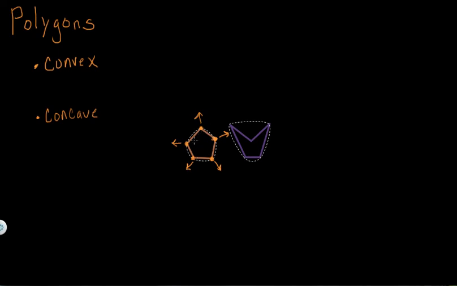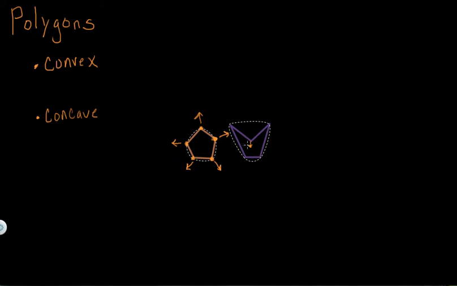We can contrast that with a concave polygon, which part of it seems to cave in on itself. So here we can imagine that this particular vertex is actually pointing in towards the center instead of pointing out. So all the other ones are pointing out, but we have one vertex that is pointing in towards the center of this polygon. So this is a concave polygon.